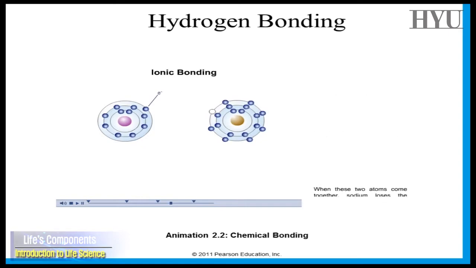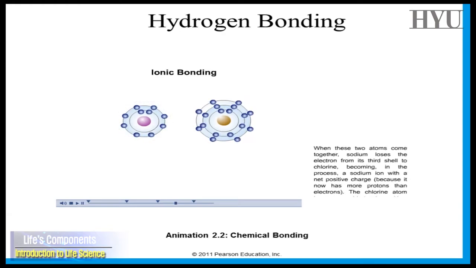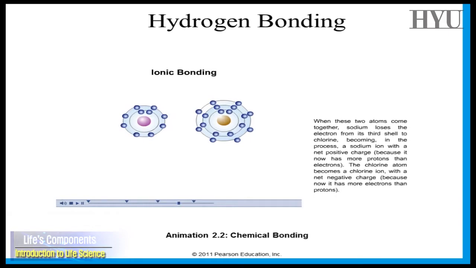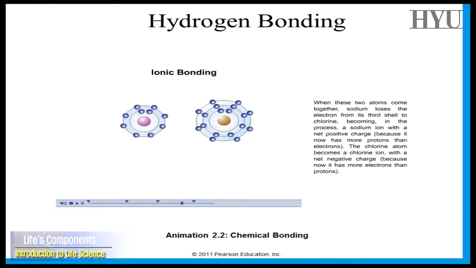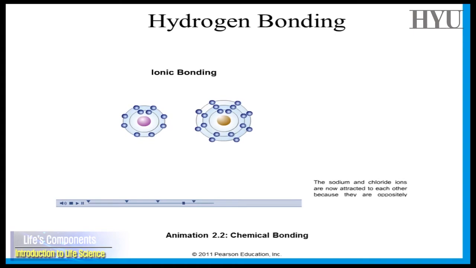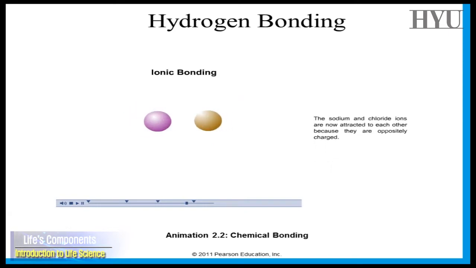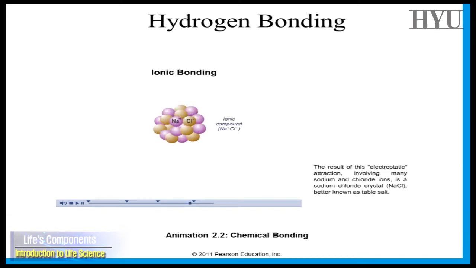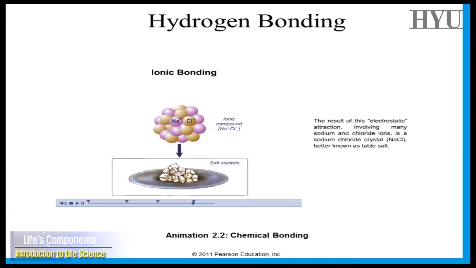When these two atoms come together, sodium loses the electron from its third shell to chlorine, becoming, in the process, a sodium ion with a net positive charge, because it now has more protons than electrons. The chlorine atom becomes a chlorine ion with a net negative charge, because now it has more electrons than protons. The sodium and chloride ions are now attracted to each other because they are oppositely charged. The result of this electrostatic attraction, involving many sodium and chloride ions, is a sodium chloride crystal, NaCl, better known as table salt.